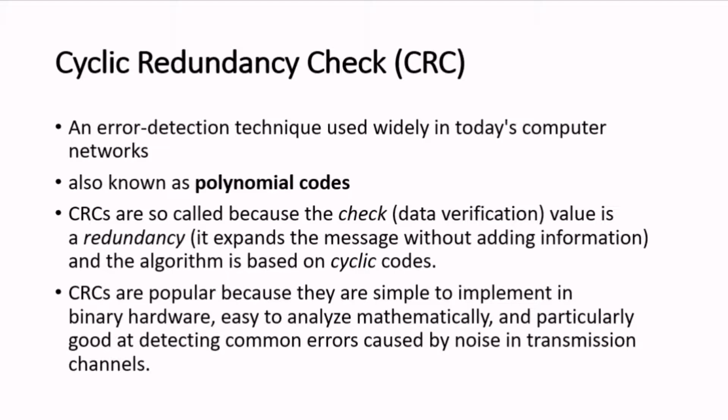And lastly, the cyclic redundancy check, CRC. This is an error detection technique used widely in today's computer networks. It's also known as polynomial codes. CRCs are so called because the check or data verification value is redundant. They expand the message without adding information, and the algorithm is based on cyclic code. CRCs are popular because they are simple to implement in binary hardware, easy to analyze mathematically, and particularly good at detecting common errors caused by noise in transmission channels.